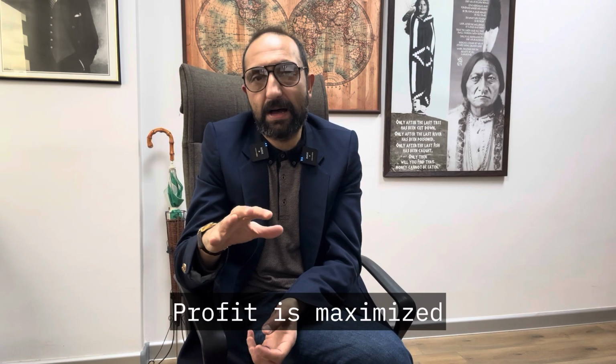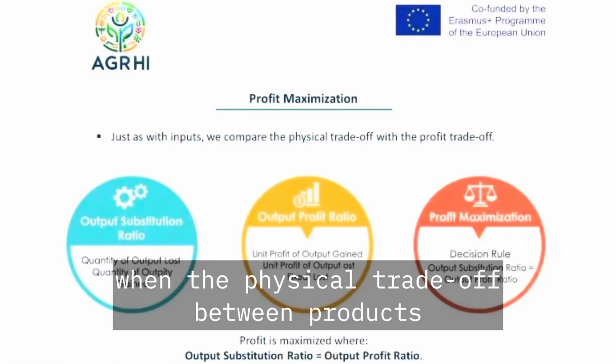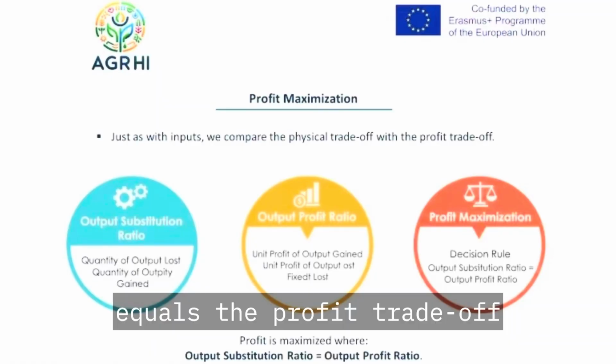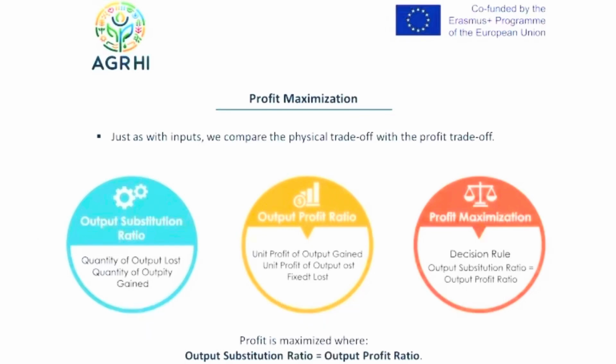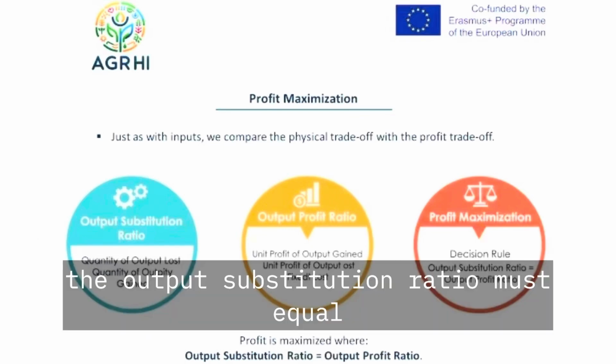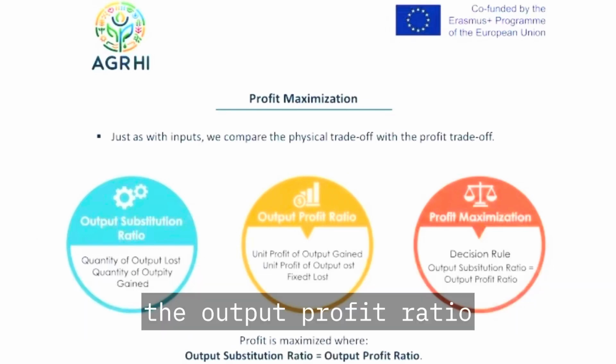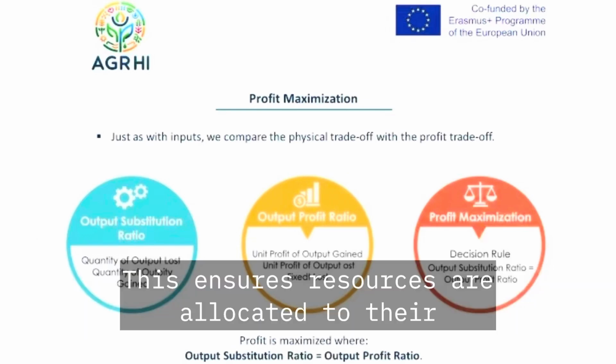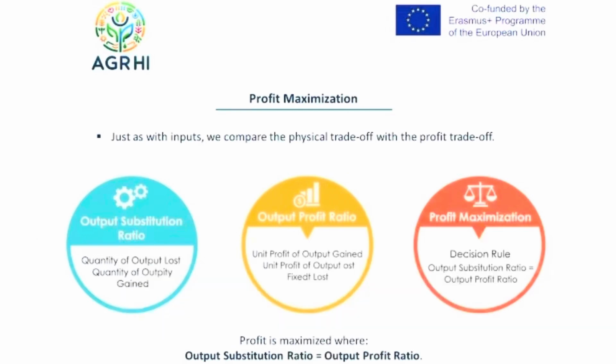Profit is maximized when the physical trade-off between products equals the profit trade-off. In other words, the output substitution ratio must equal the output profit ratio. This ensures resources are allocated to their highest value use.